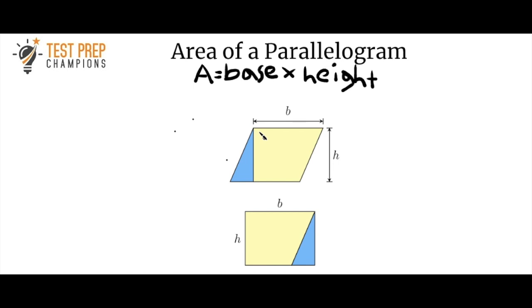The internal angles of a parallelogram add up to 360 degrees, and the internal angles in the rectangle add up to 360 degrees. And so also they both have two sets of parallel sides that are the same length. So let me show you what I mean by that.